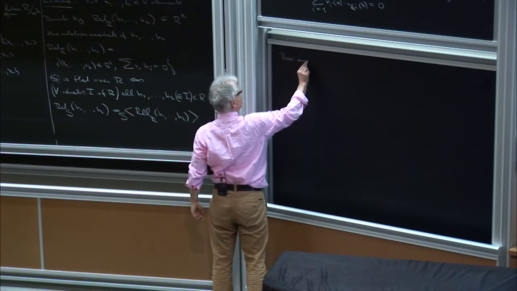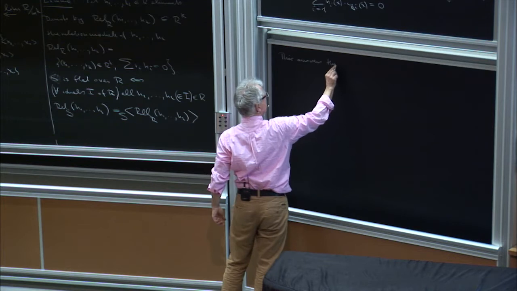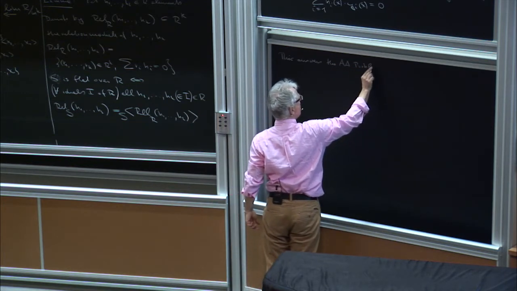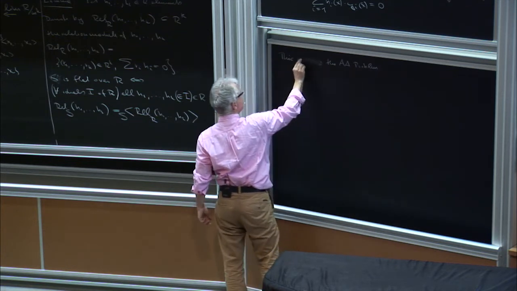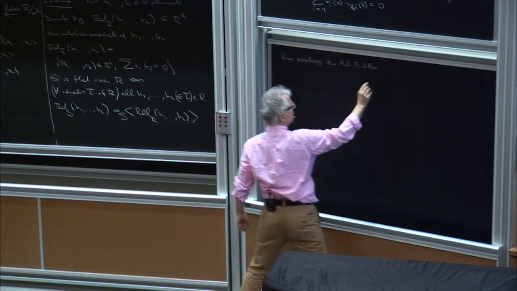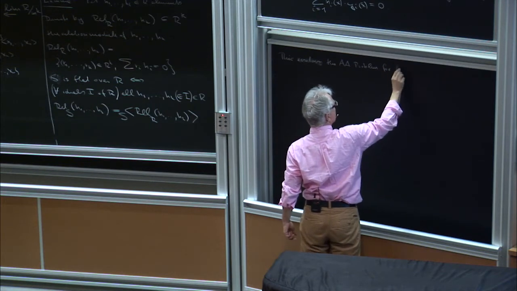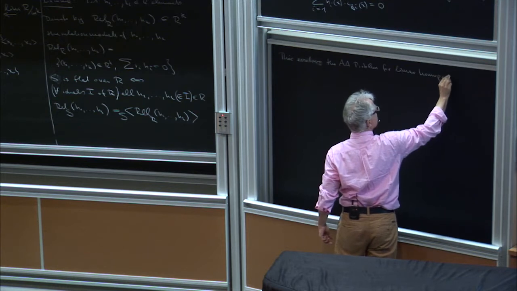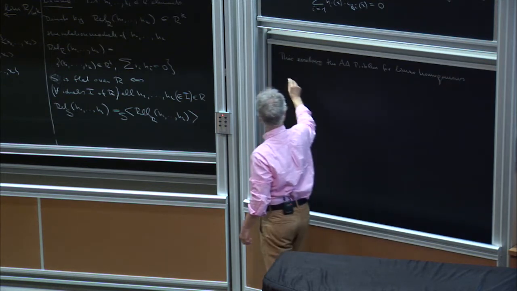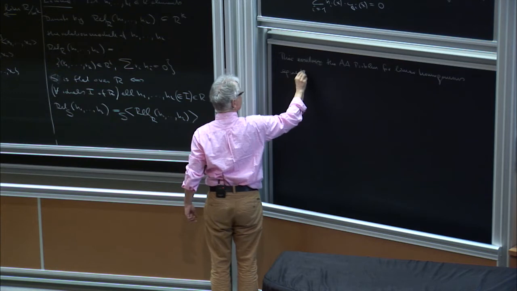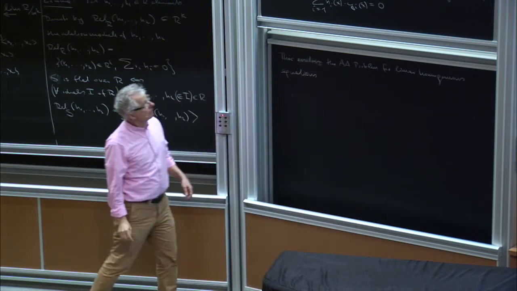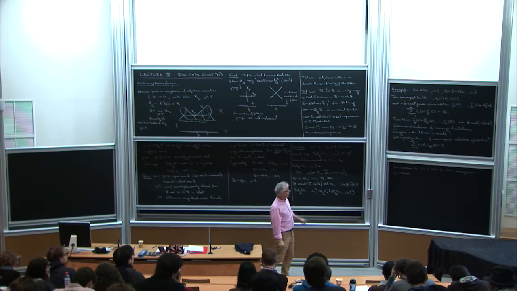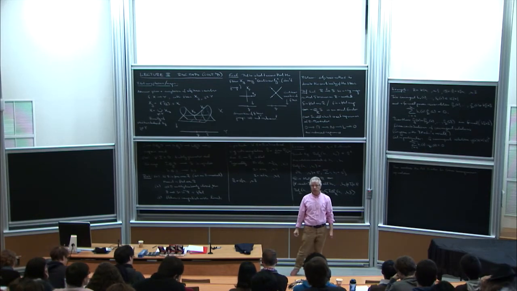This answers the Artin approximation problem, or resolves it, for linear homogeneous equations. Homogeneous in the sense that we have no constant term on the right-hand side. Okay?